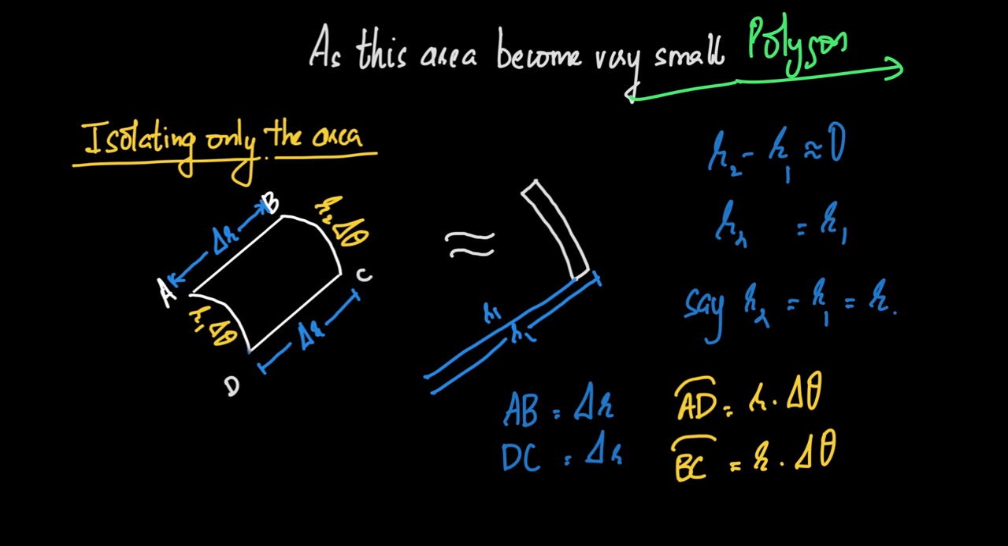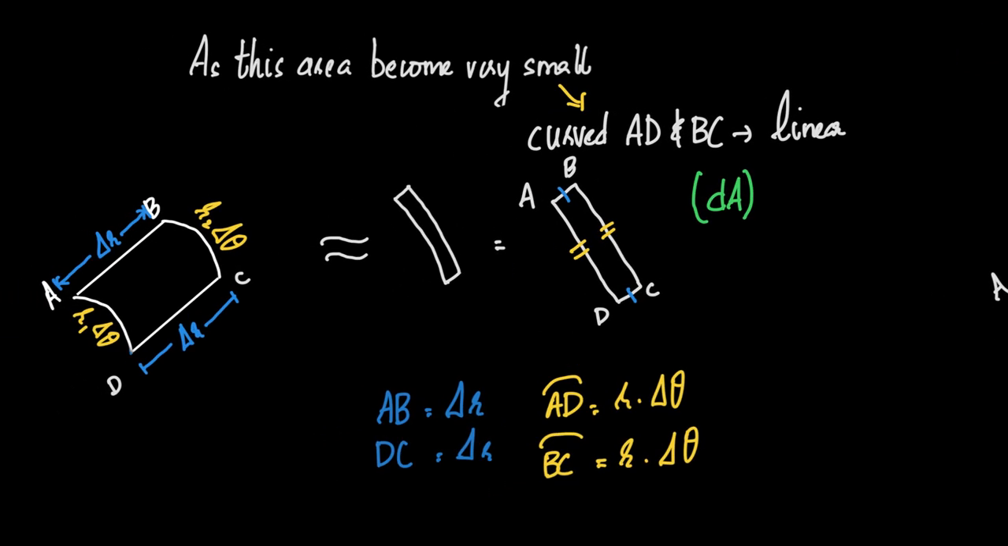If R2 is equal to R1, then arc AD, which earlier was R1 into delta theta, can now be written as R delta theta, and BC, which was earlier R2 into delta theta, can now be written as R delta theta. So now we have a polygon which has AB and DC, one pair of sides equal, and AD and BC, the opposite pair of sides, also equal, and all these angles are now 90 degrees, and therefore this polygon is a what? A rectangle.